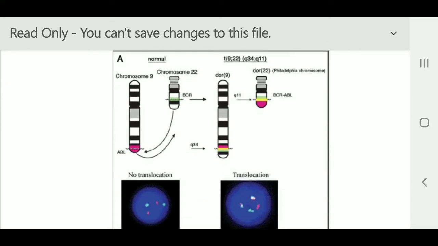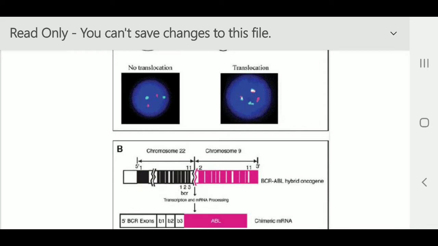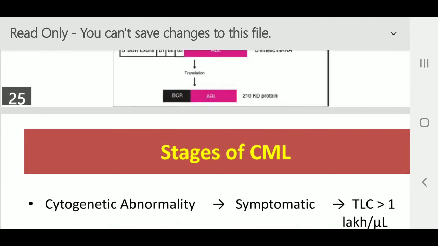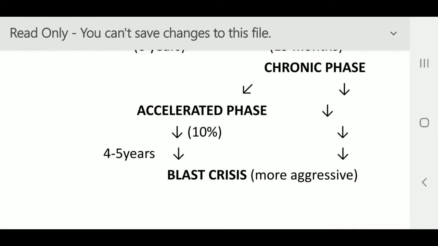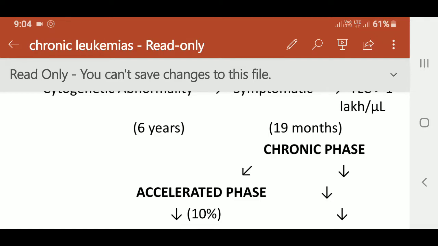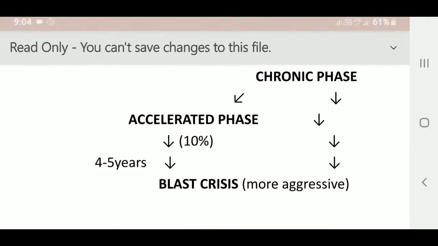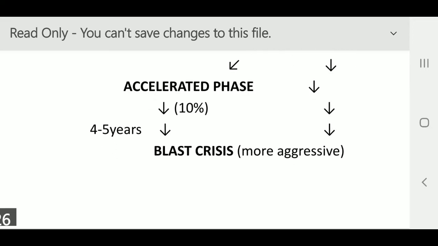Now this photograph shows you how this ABL gene gets fused to the BCR gene, and this is how it is shown in FISH. Now there are 3 stages of CML. You have the chronic phase, you have the accelerated phase and you have the blast crisis. Patients at times recover from the chronic phase, but they may go to the accelerated phase and finally lead to blast crisis. What is blast crisis? Blast crisis is nothing but acute leukemia, either of the lymphoblastic type or of the myeloid type.